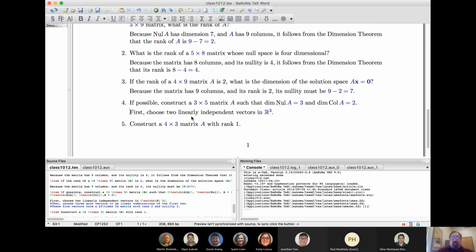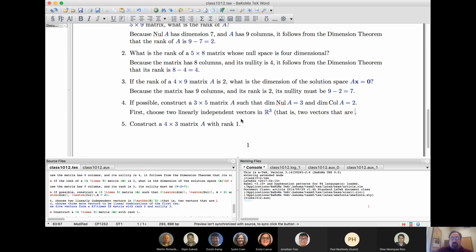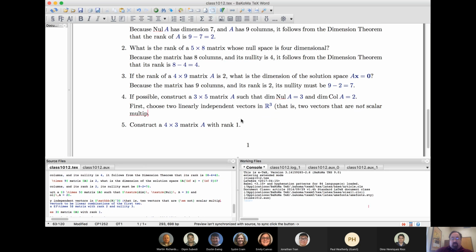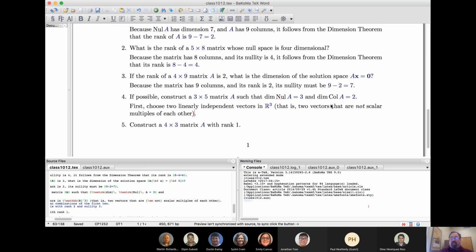All right, so 2 linearly independent vectors, in this case in R3. Why? Because the matrix has 3 rows. So you're going to fill a matrix with 5 vectors from R3 for number of rows. Now, choosing 2 linearly independent vectors, the easiest way to do that is two vectors that are not scalar multiples of each other. Actually, probably the easiest way to do that is you start by making a vector that is a scalar multiple.